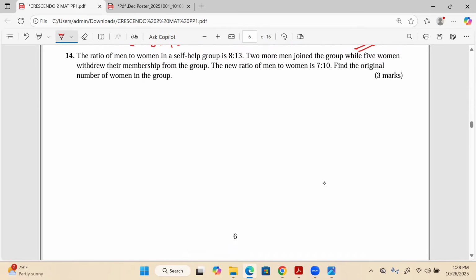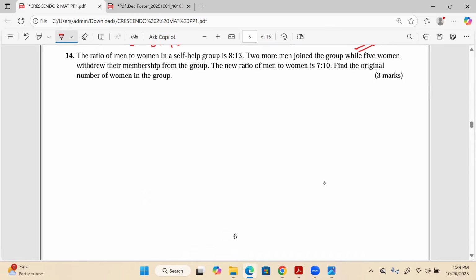The ratio of men to women in a self-help group is 8:13. 2 more men joined the group, while 5 women withdrew their membership from the group. The new ratio of men to women is 7:10. Find the original number of men, and find the original number of women in the group.